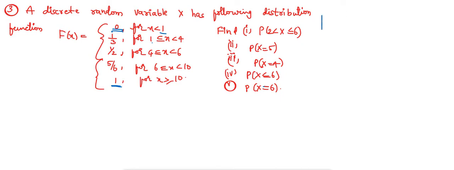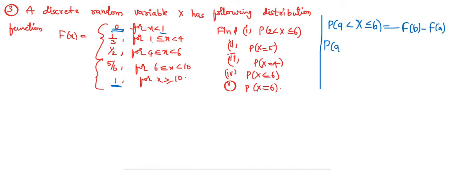We know the relation of the probability distribution of the random variable with the probability distribution function. The probability P of a less than x less than or equal to b is equal to F of b minus F of a. If we include the left-hand limit, that is a less than or equal to x less than or equal to b, it equals F of b minus F of a plus P of a, that is P of x equal to a.